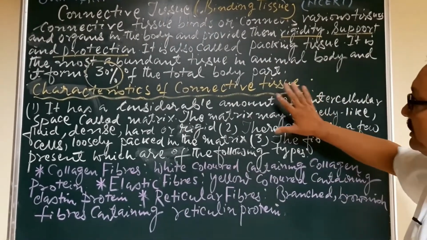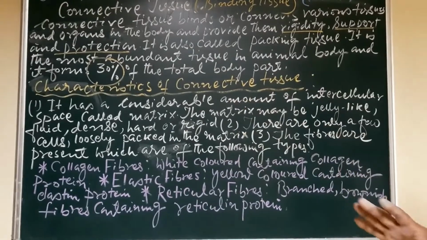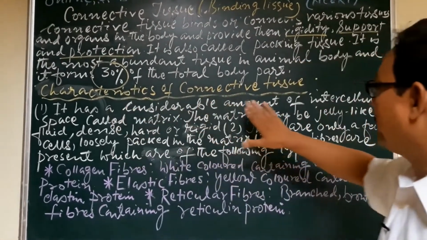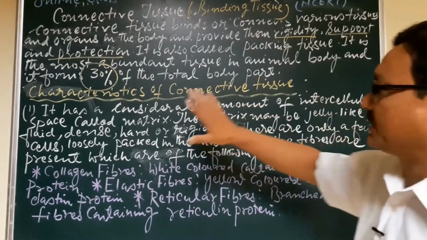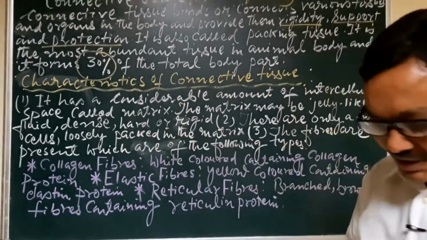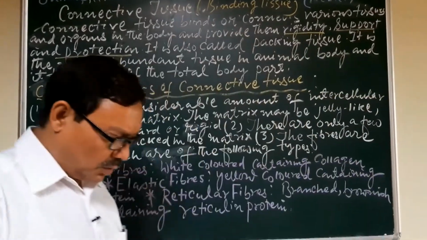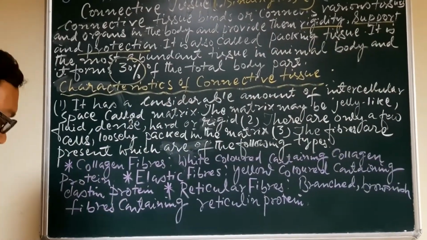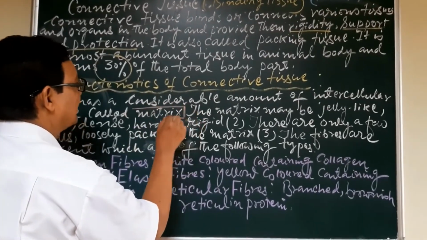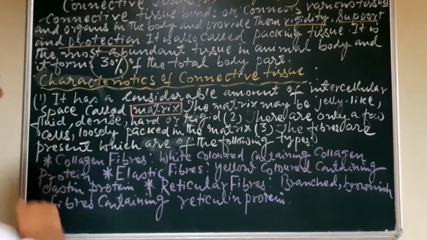Here also there are some characteristics of connective tissue. Number one, it has a considerable amount of intercellular space called matrix. Here is one more important feature for you, that is the presence of matrix in the connective tissue.